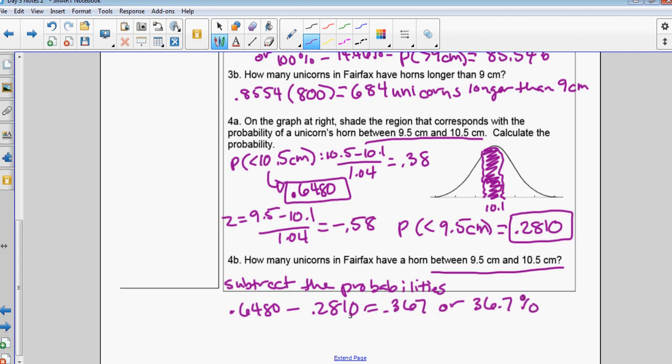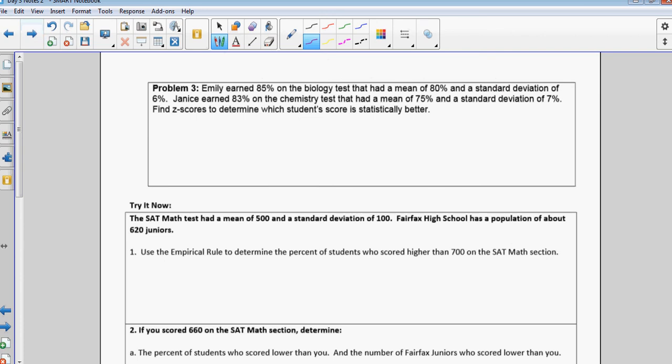Alright, and we have just one problem left, so we're just going to go right to the next page on this video. And in problem 3, we are going to compare two different scores on two different tests. So Emily earned 85% on the biology test, and it had a mean of 80% and a standard deviation of 6%. And then Janice earned 83% on the chemistry test, and that had a mean of 75% and a standard deviation of 7%. So what we're going to do is compare the student z-scores to determine which score was better.